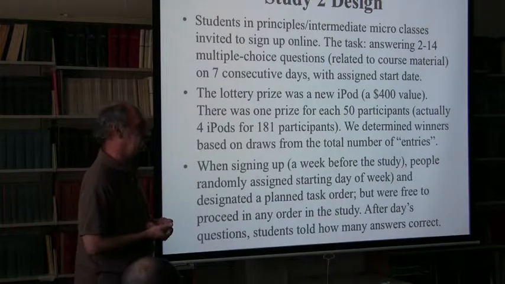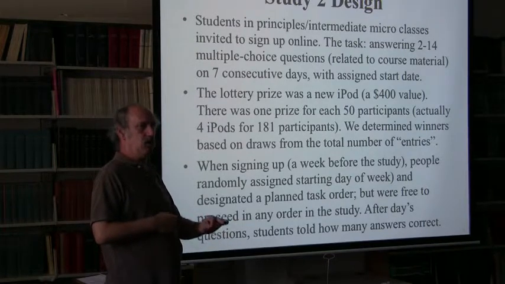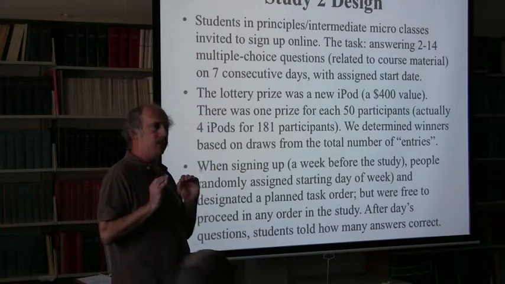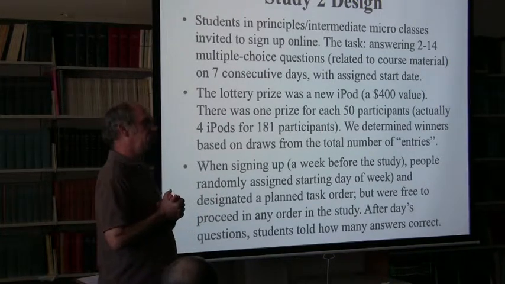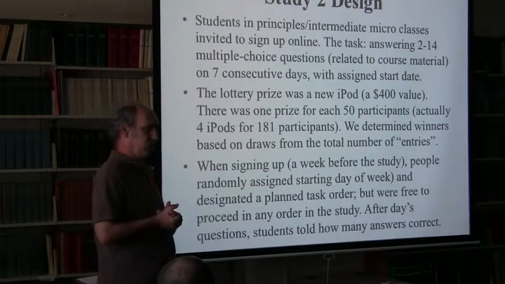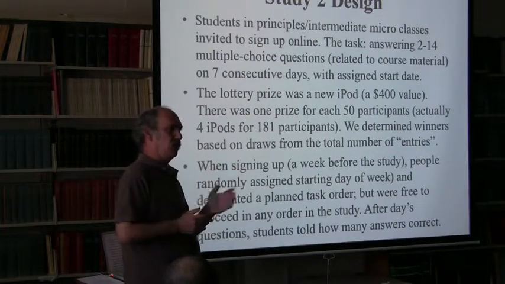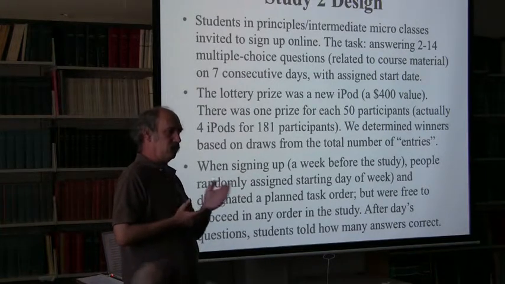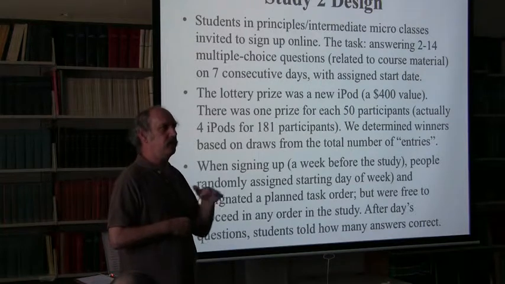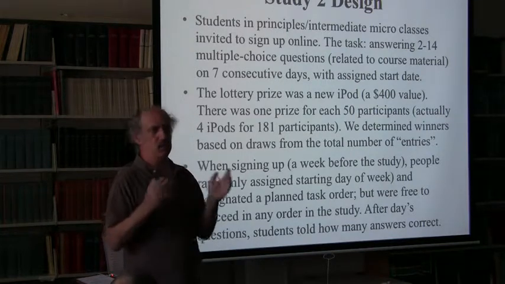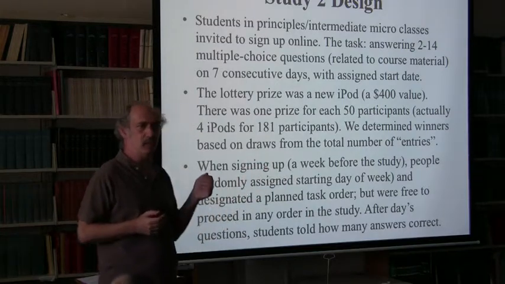So one thing they had to do when they signed up, they had to give a planned task order. They don't have to stick to it, but it was a planned task order. If they did that, they got 1 lottery entry. And then if they finished all the questions, they got 2 more lottery entries. And if they got at least 75% correct, they got another 4 lottery entries. So we wanted people not just to answer questions, but to have some reason to spend some time thinking about them.